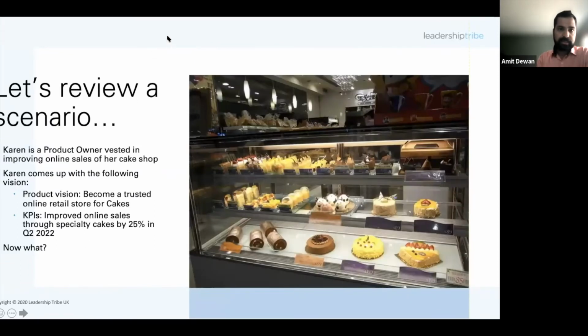All right, so now let's look at a scenario, and here again, I would invite your participation. Hypothetically speaking, we have a scenario where Karen is a product owner vested in improving online sales of her cake shop. Karen comes up with a vision. The product vision for her is to become a trusted online retail store for cakes. The KPI that she cares about is to improve online sales through specialty cakes by 25% in 2022 Q2. So that's the scenario where we are.